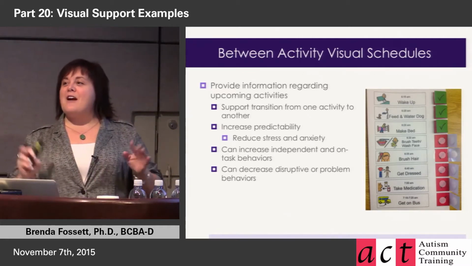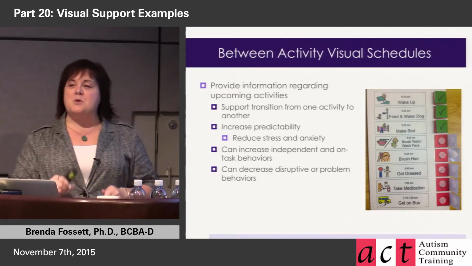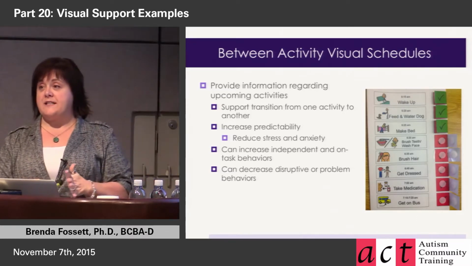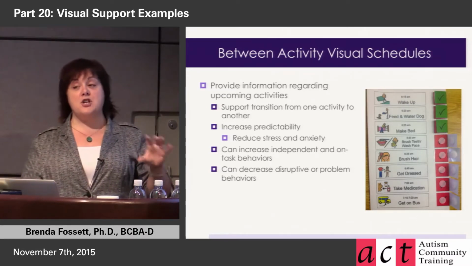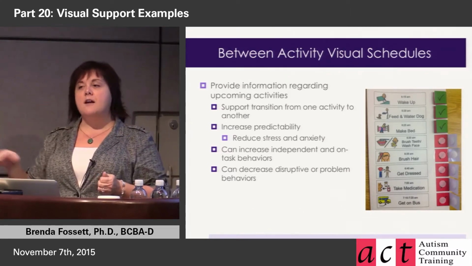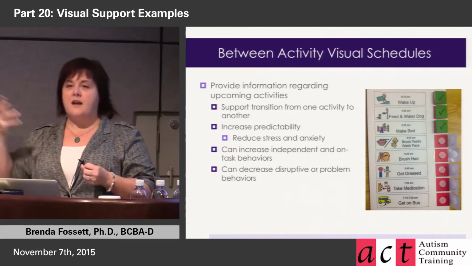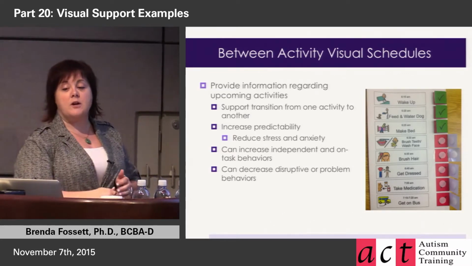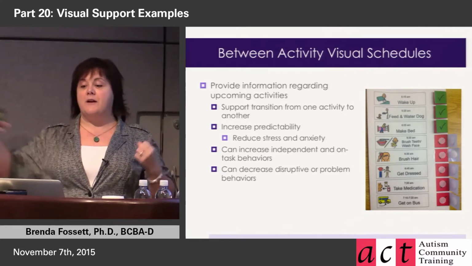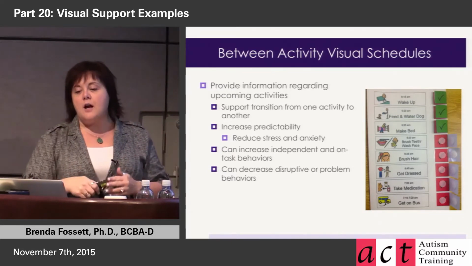All right, so there are a couple of different ways that we can look at using schedules, and one common way is to use what's called a between activity visual schedule. And this is a schedule that shows a number of activities and supports the transition between activities, hence between activity visual schedule. So this is really about providing information regarding what's going to happen next in the future.